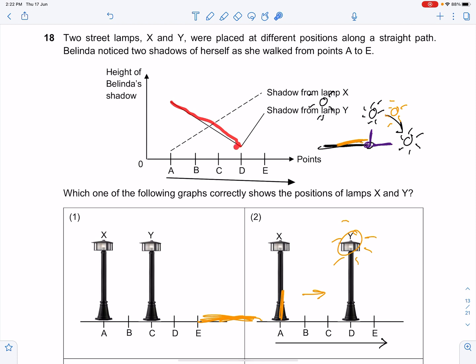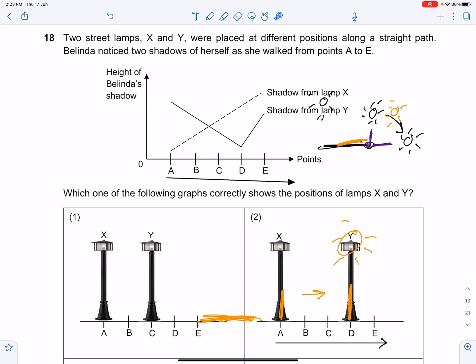However, at D, do you realize that D is just right below Y? So this is the point where she's directly below the sun, or rather the lamp in this case. Her shadow needs to be the shortest, which is what is depicted over here. Shortest, it decreases, becomes the shortest.